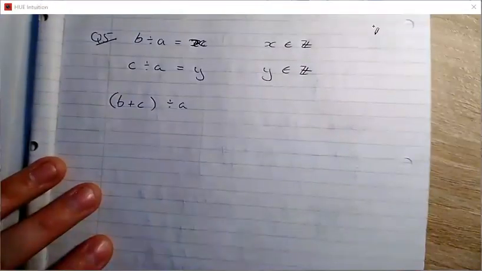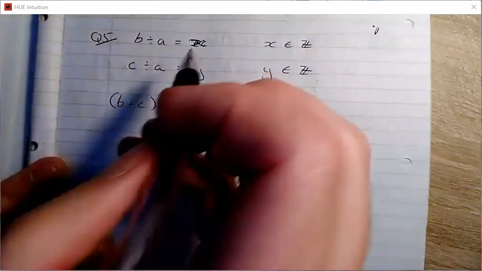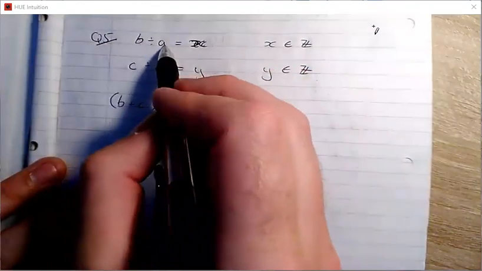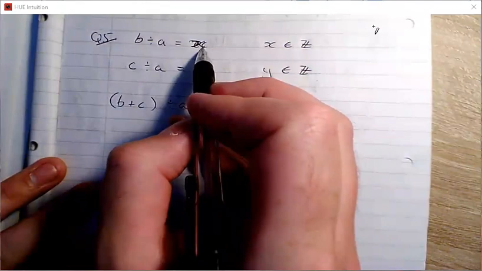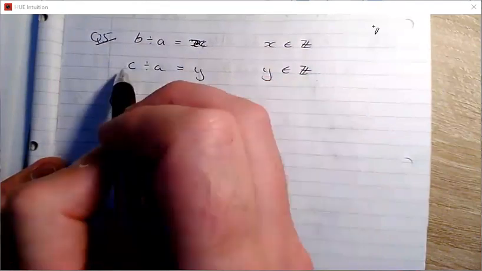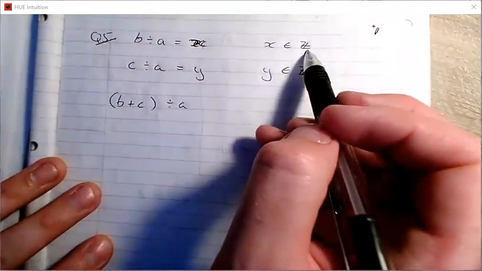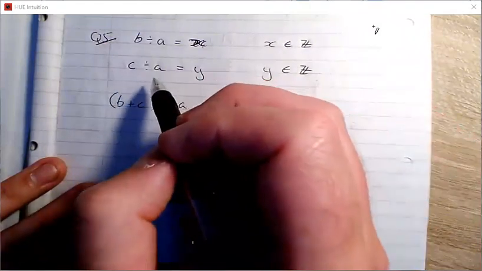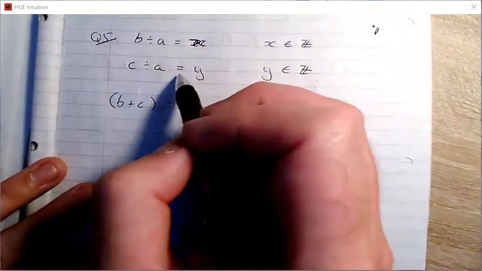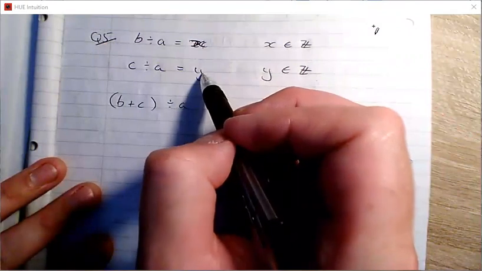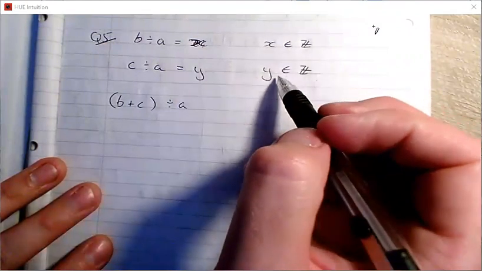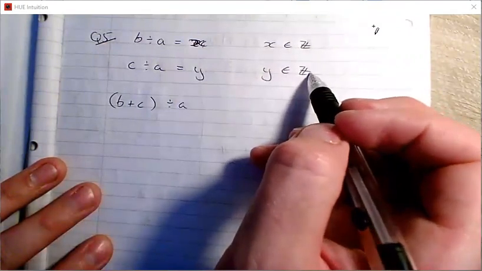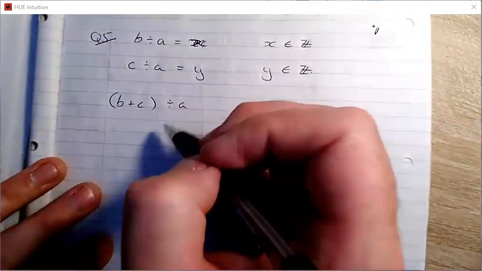Okay, question 5 is a direct proof. It says, prove that if a divides b, that is b divided by a equals x, where x is a whole number, that's important, and if a divides c, that is c divided by a equals y, where y is a whole number, then a will divide b plus c.